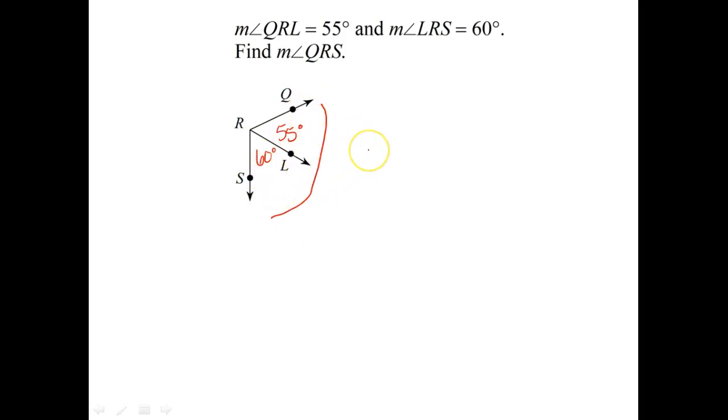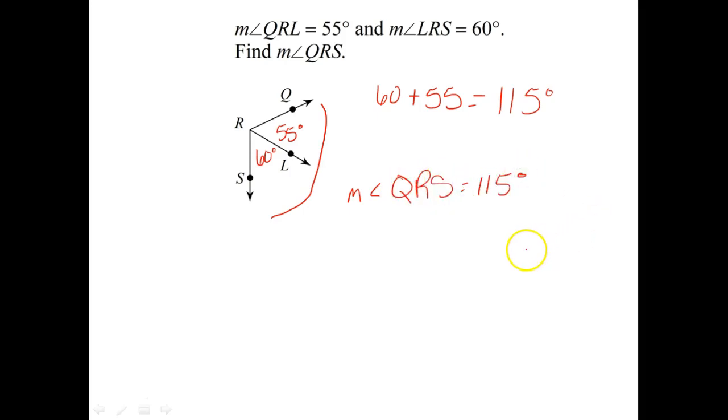That's a very easy one. We just add the two together, right? This angle plus this angle equals the entire angle. So I just add 60 plus 55 to get that angle measure. Those two together, 60 plus 55, 115 degrees. So the measure of angle QRS is 115 degrees. All right, so when they're simple, they're just simple, guys.